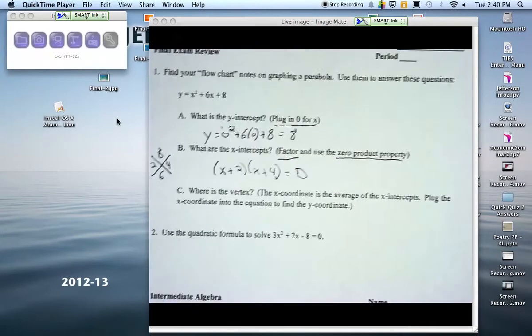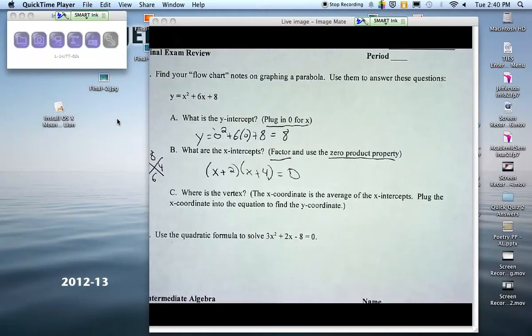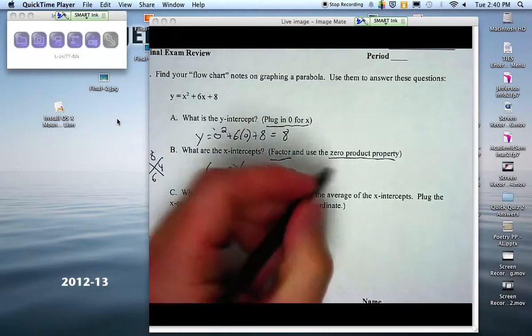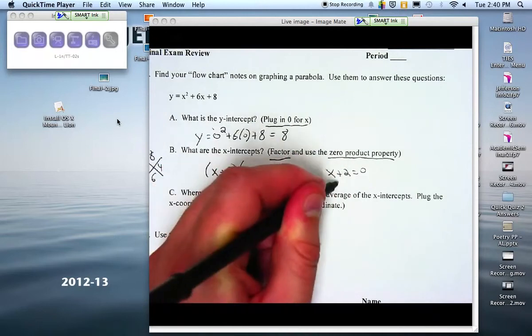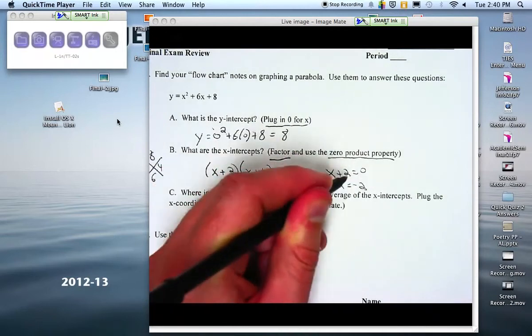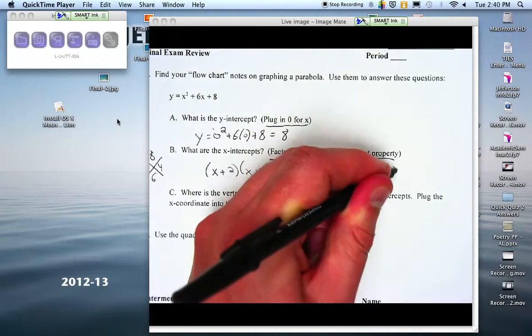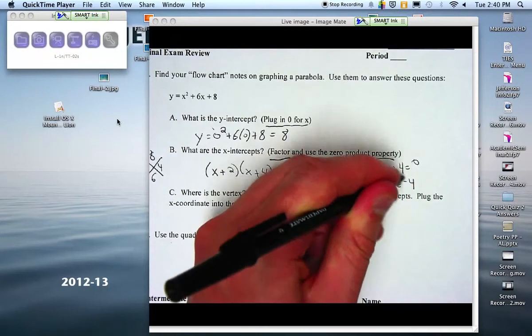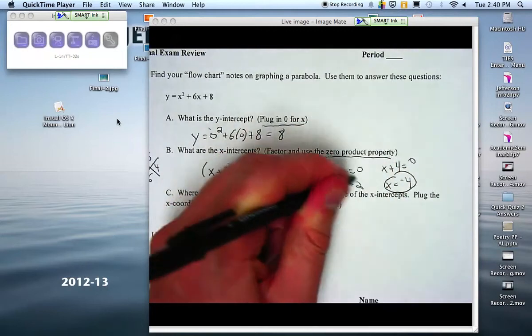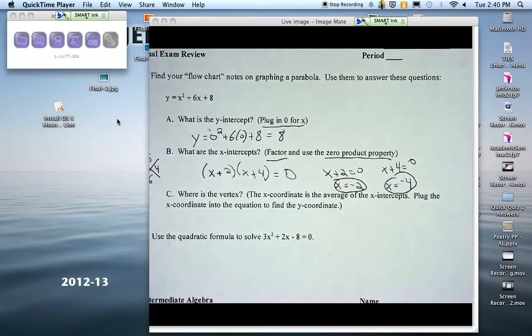And the zero product property says that each of those factors could be 0 then. And so I'm now going to solve two little equations. X plus 2 equals 0, so x is negative 2. And x plus 4 equals 0, and so x is negative 4. And so those are the two x-intercepts, right?